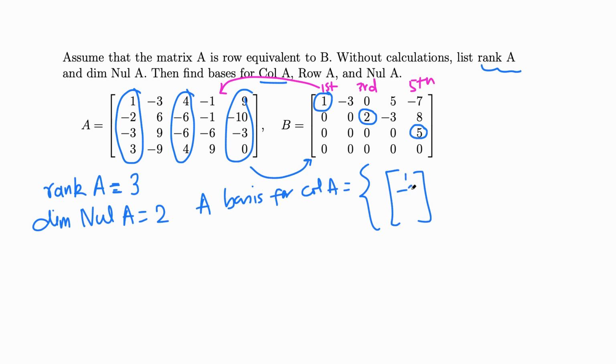So 1, -2, -3, 3, 4, -6, -6, 4, 9, -10, -3, 0.